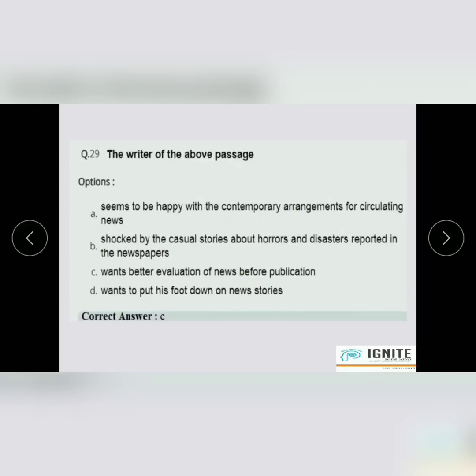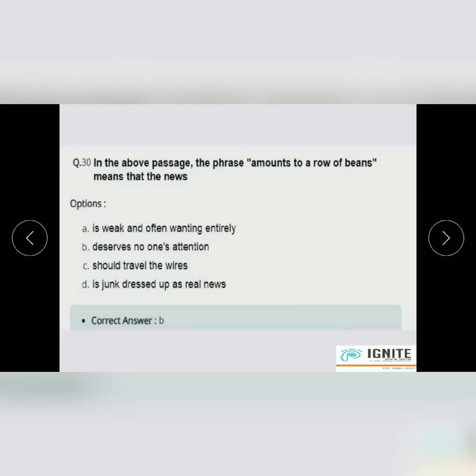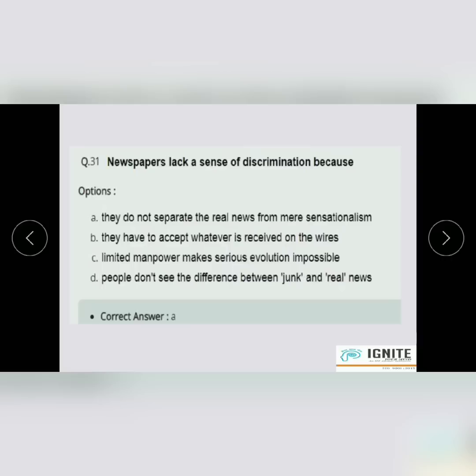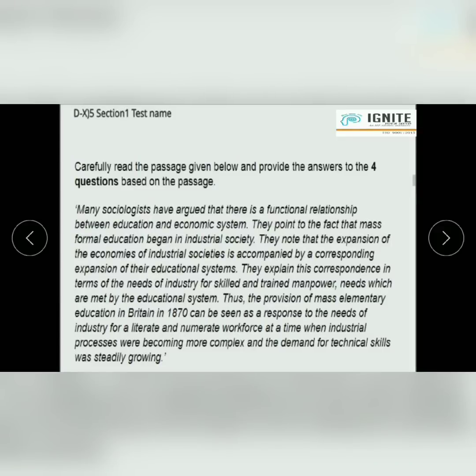This is the question number 29. The writer of the above passage wants better evaluation of news before publication. Question number 30. In the above passage, the phrase amounts to a row of beans means that the news deserve no one's attention. Newspapers lack a sense of discrimination because they do not separate the real news from mere sensationalism. This is the last question from English comprehension.